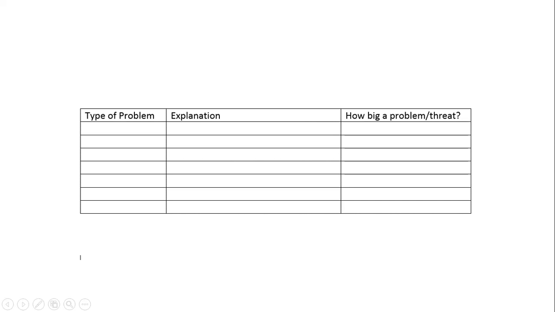Once you've explained a little bit about what the problem is, you can start to think about how big a problem or how big a threat to Elizabeth you think that was. So you need to pause this, read the extra information that you haven't read already, use the information that you have read already as well, and fill in this table. Type of problem, so marriage, gender, legitimacy, you could probably put religion in there as well, and also foreign affairs and economic financial problems as well. So pause me now and have a go at that.